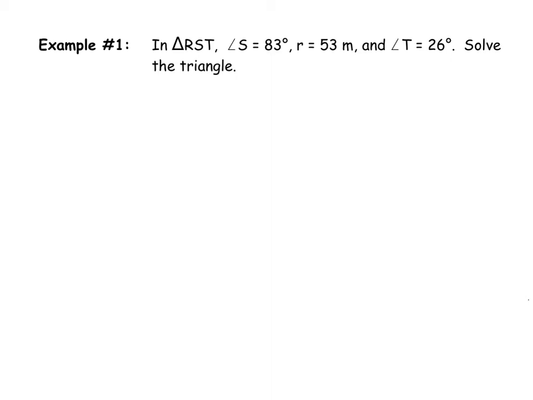All right, so let's look at this example here. I'm going to read it with you, and I'm going to take you through it. So it says, in triangle RST, they're giving us that angle S is 83 degrees, side little r is 53 meters, and angle T is 26 degrees. And it says solve the triangle. You'll remember in previous lessons that solving the triangle involves finding the measure of all of the sides and the measure of all of the angles.